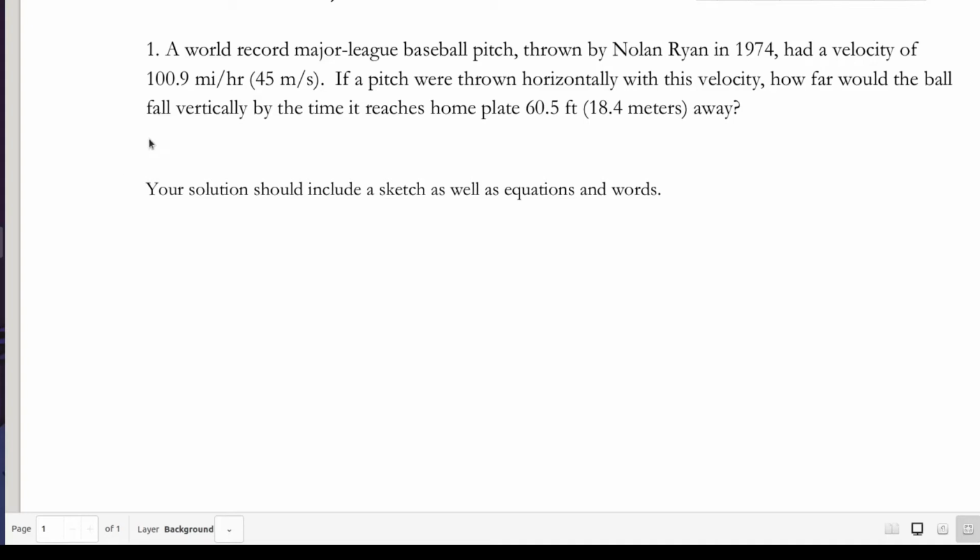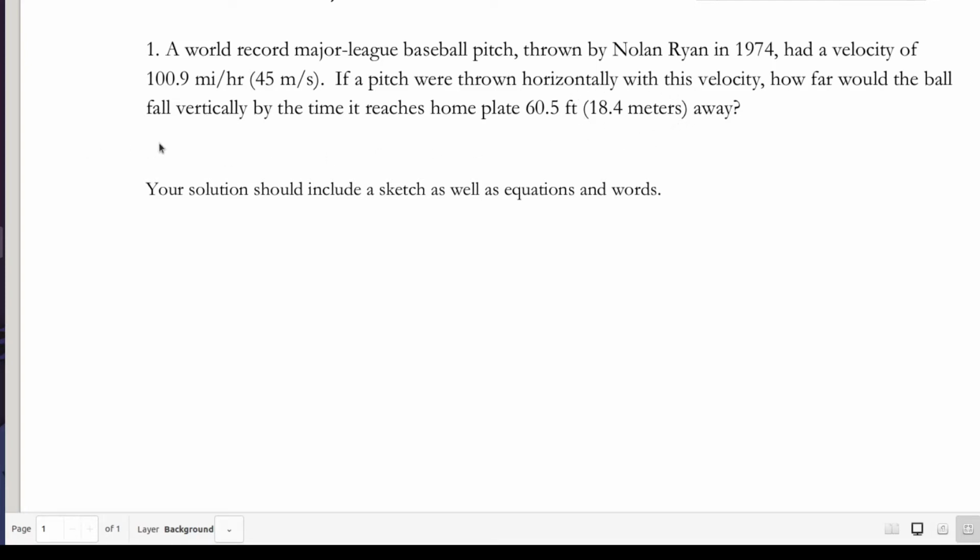This will be a video walkthrough of problem 1 on our problem set 1. So we're asked about this baseball pitch and we see some key numbers that will help us to solve the problem. I notice that I'm given a combination of miles per hour, maybe because culturally that'll mean something to me, 100.9 miles per hour. But then I'm given metric or SI units as well.